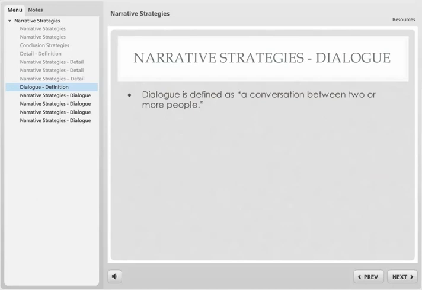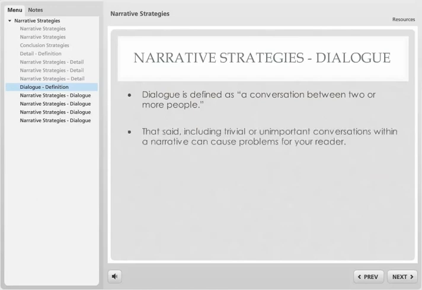We can also use dialogue to draw our reader into our narrative. Dialogue can help our readers to picture a scene and understand how the characters are interacting with one another. Dialogue is defined as a conversation between two or more people. That said, including trivial or unimportant conversations within a narrative can cause problems for your reader. When we include trivial dialogue, our readers can struggle to determine what is important. This makes interesting and purposeful dialogue quite difficult to write.